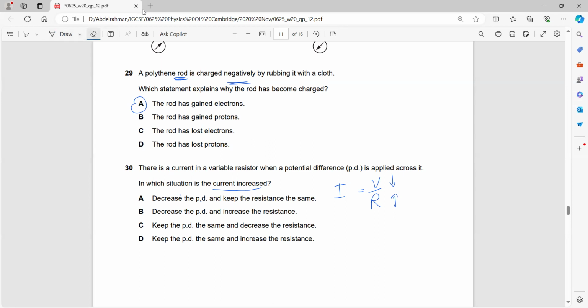You actually need to decrease the resistance. So keep the potential difference the same and decrease the resistance. Or you could have increased the potential difference and decreased the resistance. But the only right answer in this question would be C, because whenever you decrease the resistance, what happens to the current? The current increases because they are inversely proportional.